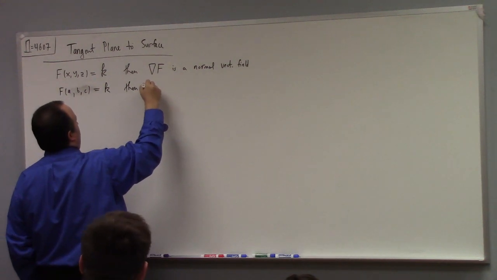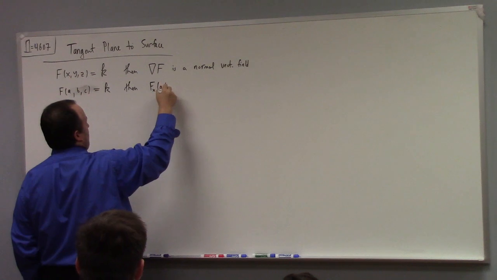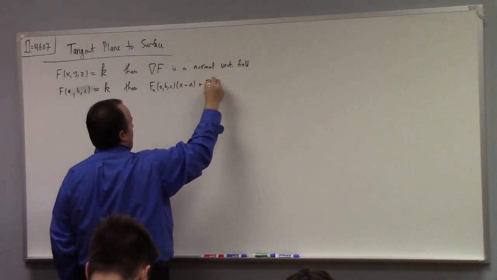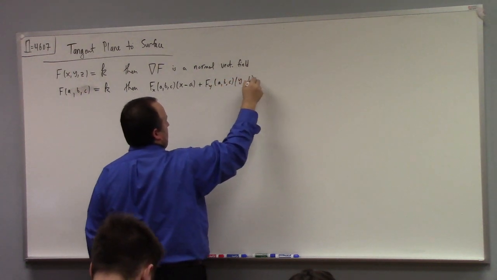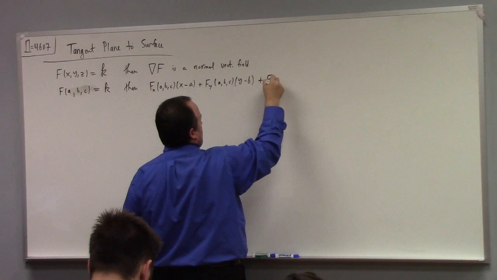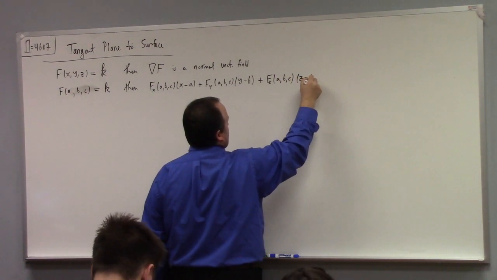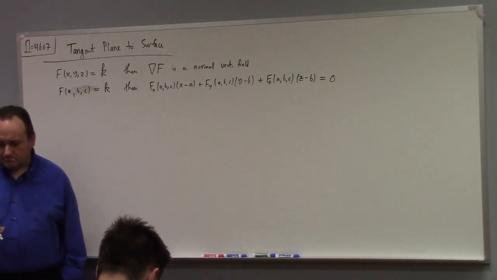Then if you take fx evaluated at the point times x minus a, plus fy evaluated at the point times y minus b, plus fz evaluated at the point times z minus c, well, this is an equation for the tangent plane.